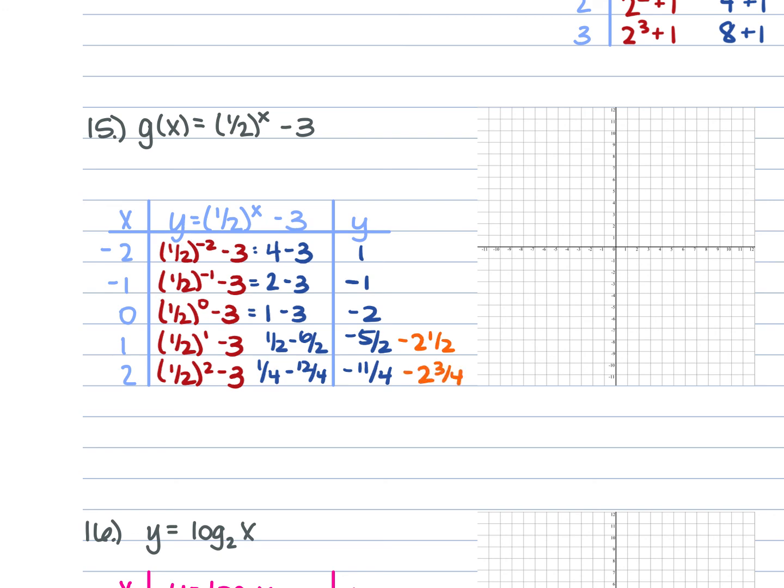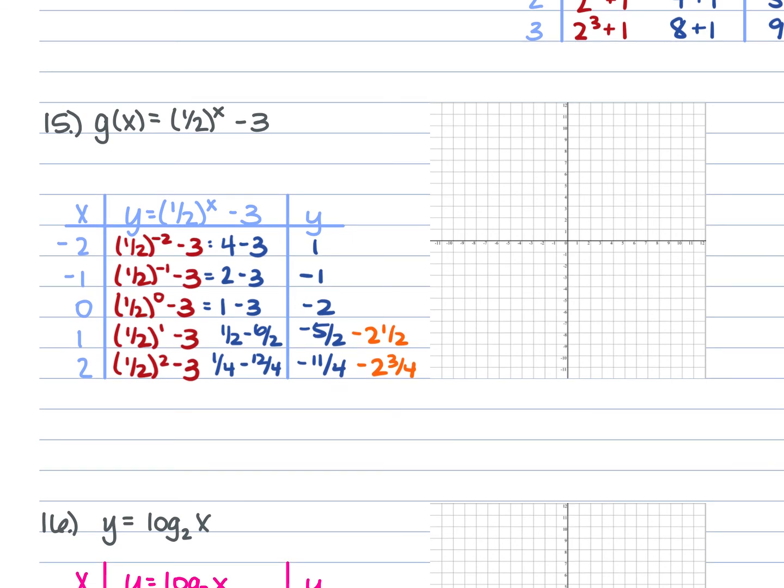So when you go to graph these, you're going to have -2, 1, -1, -1, 0, -2, 1, -2.5, and then 2, -2 3/4. So this is going down as it goes to the right, and up as you go to the left.